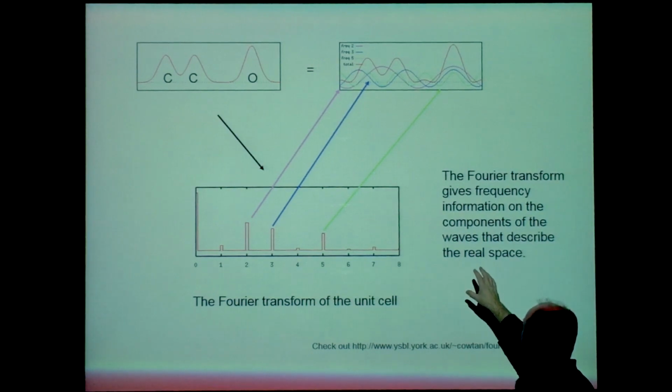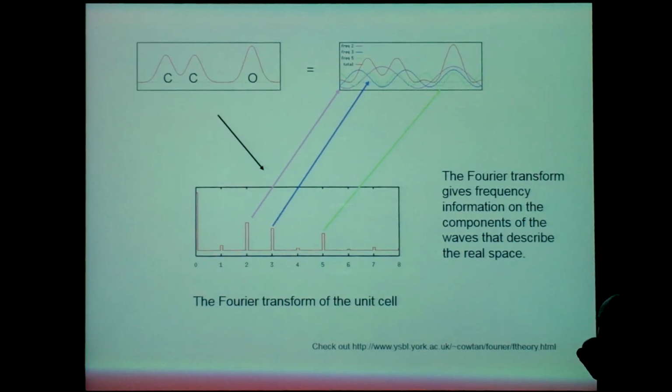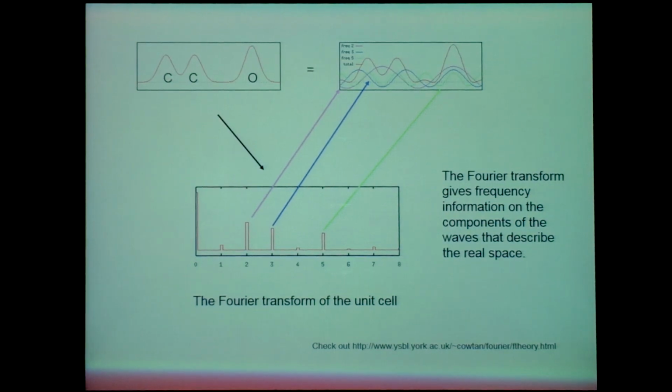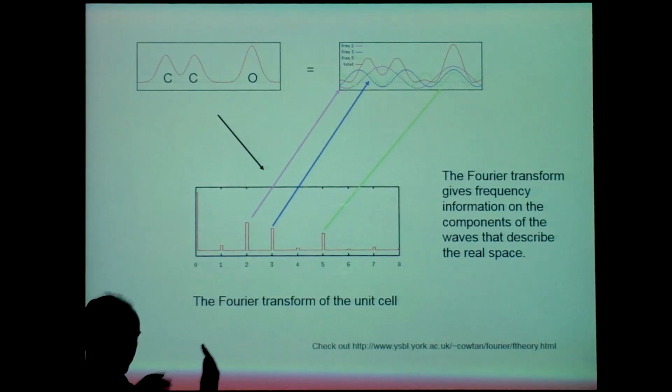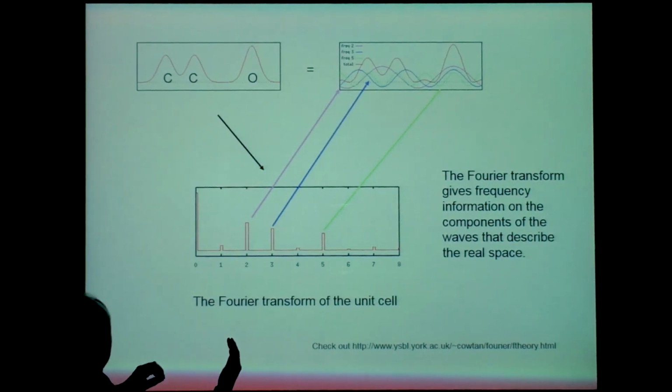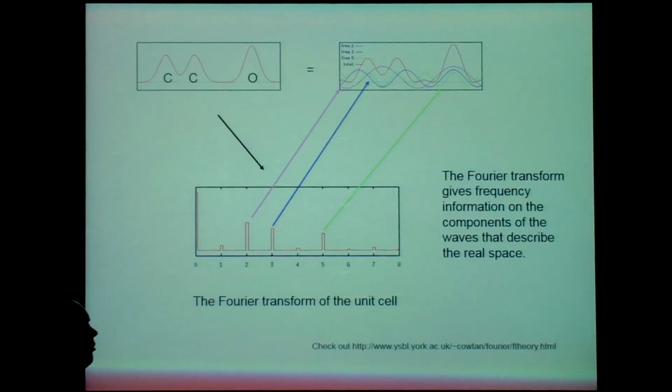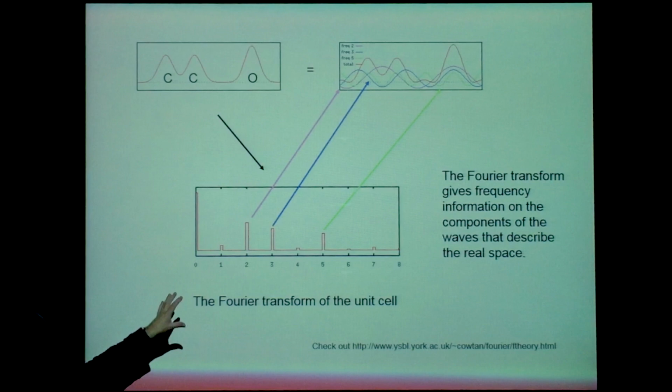So the Fourier transform is the frequency information on the components of the waves that describe the real space. And it's the transform of the unit cell itself. And what we actually record as a diffraction pattern is the Fourier transform. If you have a lens in optics, everything that occurs before the lens is a Fourier transform of light. And what the lens does is an inverse Fourier transform, gives you the picture. What we're recording is, if we took the lens out, the Fourier transform. That's what X-ray diffraction is.